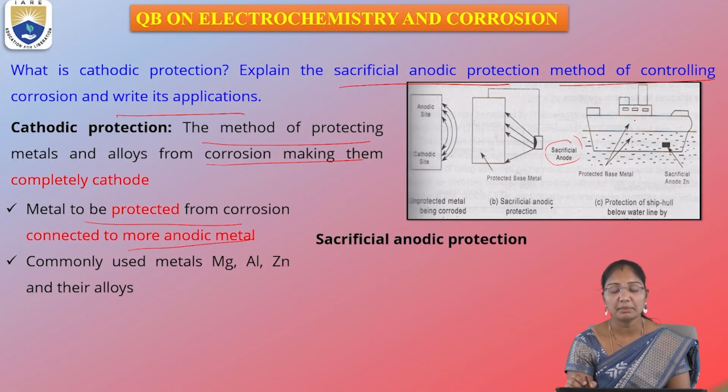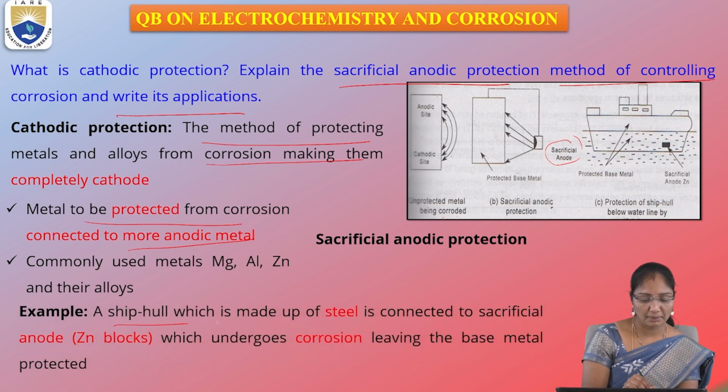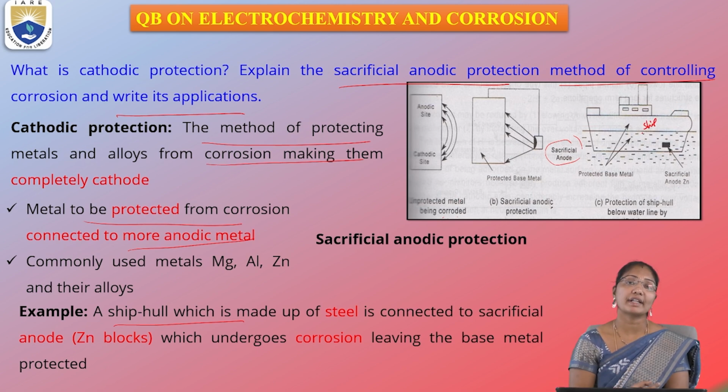So here the protected base metal is coated with this magnesium, zinc or aluminum alloys. Therefore, it corrodes, making it a barrier between the base or protected metal and the corrosive environment. Here the example is a ship hull. Here we can see this is a ship. So the hull is always in contact with the water. In the oceans or the seas, it is always in contact with the water, making the environment more corrosive.